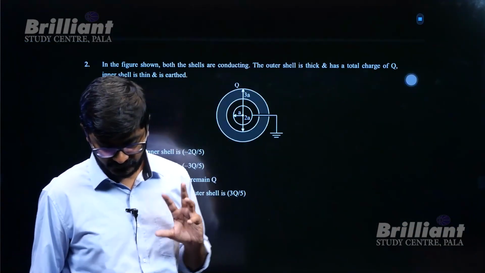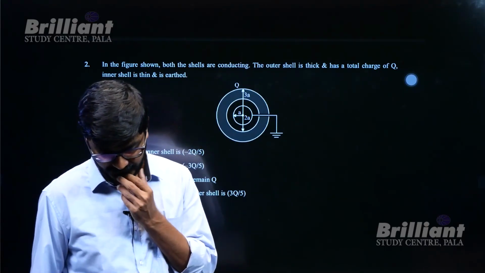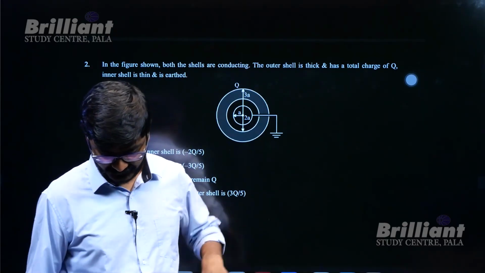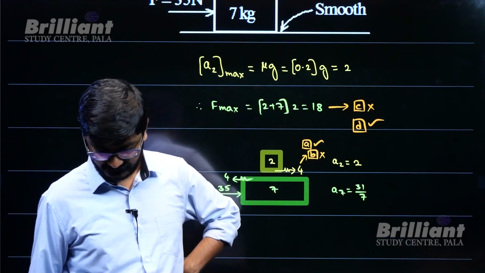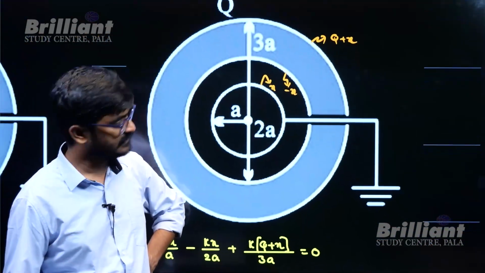In the figure shown, both the shells are conducting. The outer shell is thick and has a total charge q. The inner shell is thin and is earthed. So we need to find the charge redistribution. So this is the given question. Now what we will be doing is drawing the charge redistribution.